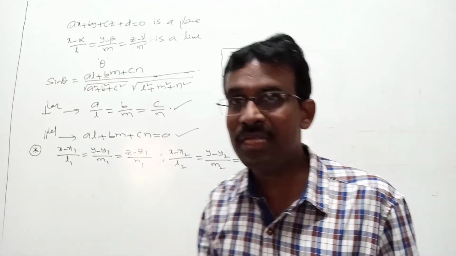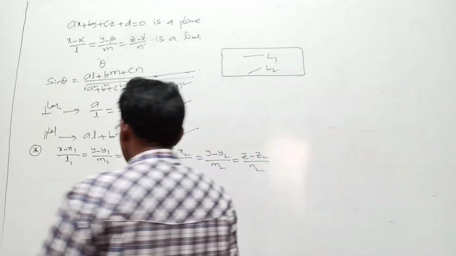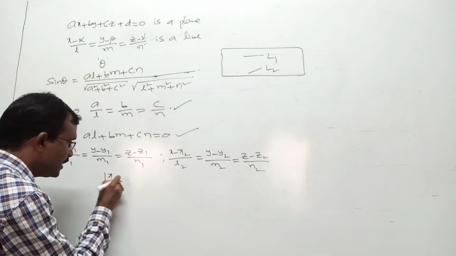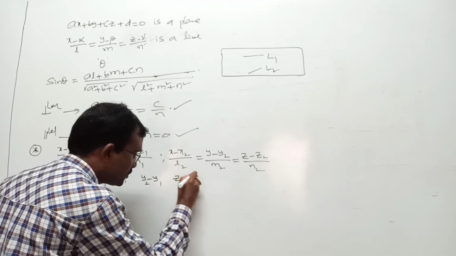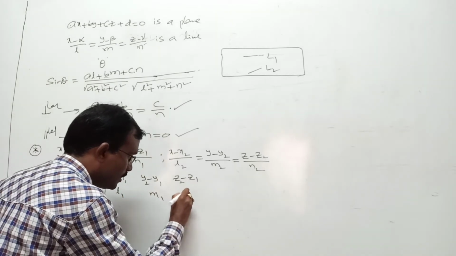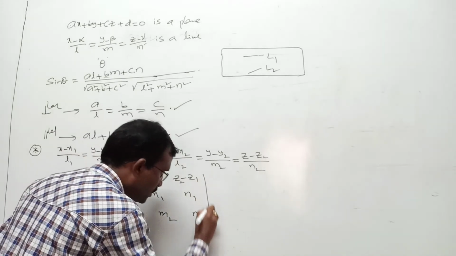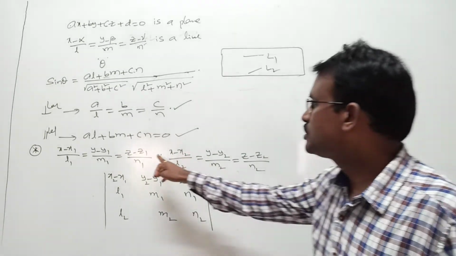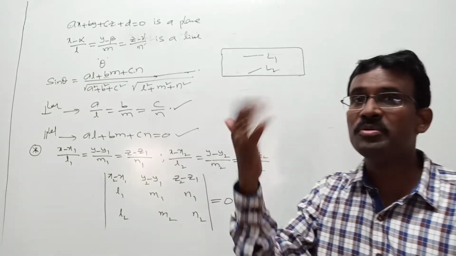Mathematically, when do you say these two lines are coplanar? Here it is. Suppose the determinant of the matrix with rows (x2 − x1, y2 − y1, z2 − z1), (l1, m1, n1), (l2, m2, n2) is equal to 0, then we say that these two lines are coplanar lines, meaning these two lines lie on the same plane.